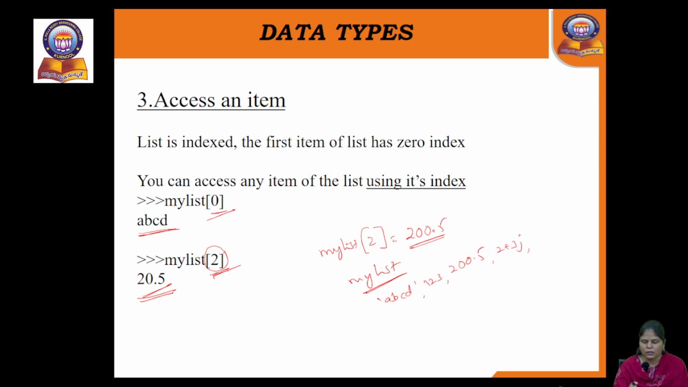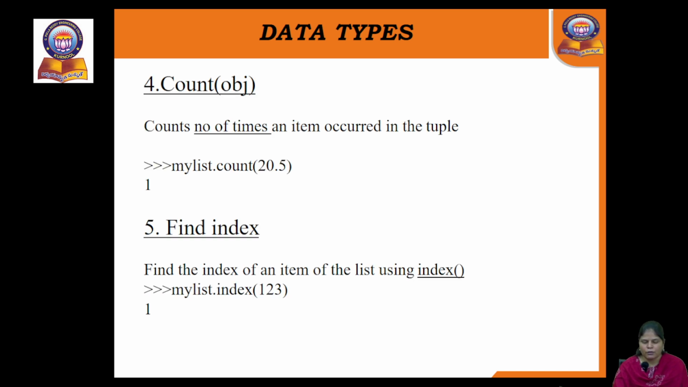So here list comes under the mutable data types. And then if you want to count occurrences within a list or a tuple, if you want to count the number of times a particular item has occurred, you can just mention the list name dot count of. So 20.5 has occurred one time, so it gives output as 1.